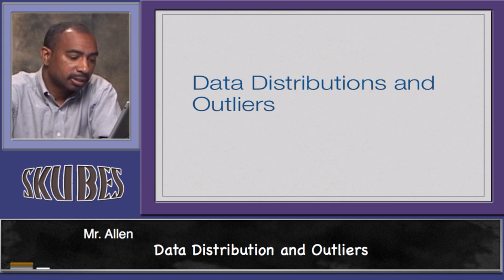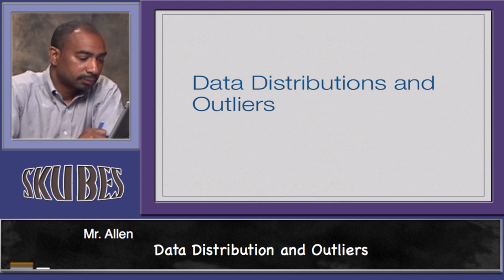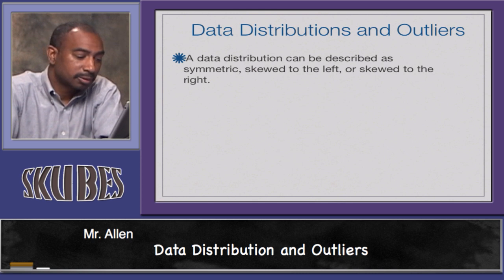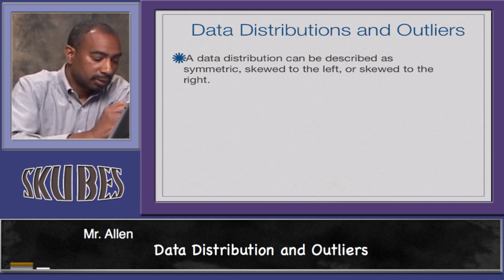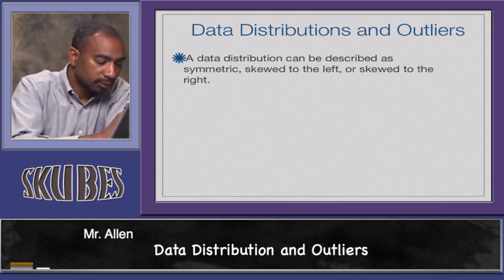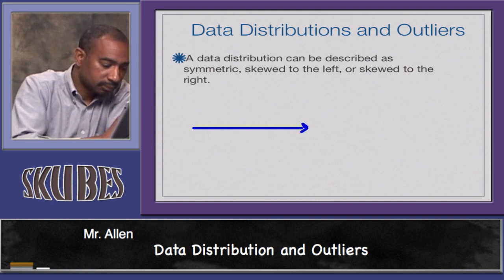Our today's lesson is on data distributions and outliers. A data distribution can be described as symmetric, skewed to the left, or skewed to the right. And what we mean by that is, we look at this number line. Say 5 is the median.